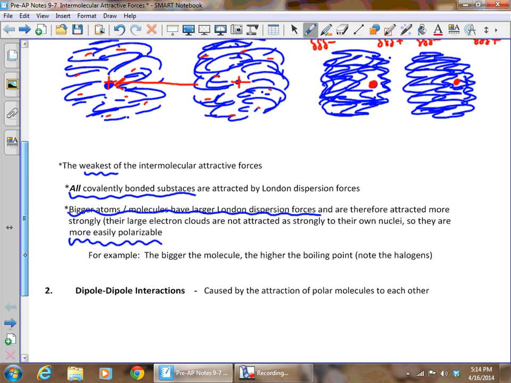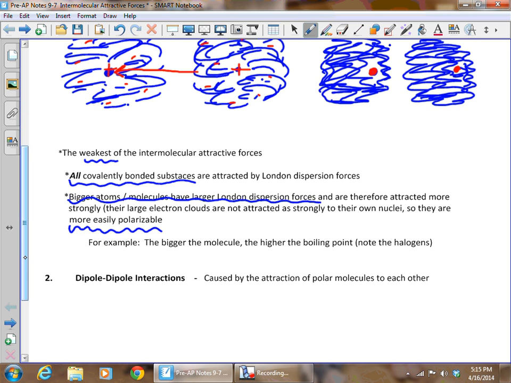So the bigger the molecule is, as it gets bigger and bigger, the higher the boiling point's going to be. It's going to be held more strongly together because it's got a stronger positive-negative attraction. And the halogens are perfect. If you look at the halogens, fluorine and chlorine are gases, bromine is a liquid, and iodine is a solid. And that's a perfect example of these London dispersion forces because they're all diatomic. They're all non-polar, and therefore the only thing they've got going for them is the London dispersion forces.